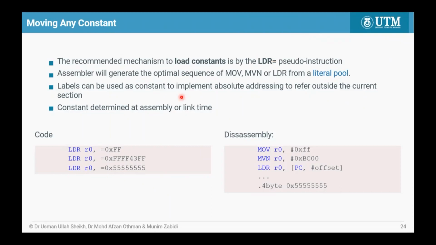So this is an example. You have LDR R0, equal 0xFF, which means this is 8-bit data, and you're going to put it to R0. Or you have 32-bit data: you can simply write LDR R0, equal 0xFFF43FF and put it to R0. This is the coding that you can use in assembly language. But when the compiler does the disassembly, this is what happens: it will automatically disassemble to this coding here.